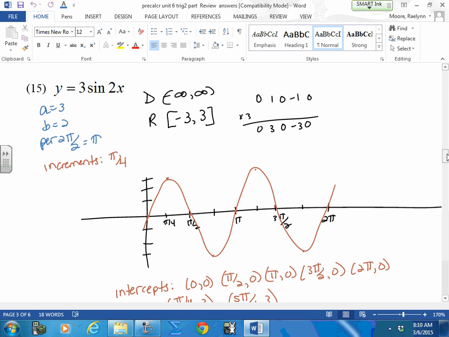Sorry. I had a different answer key that didn't match the sheet, but it has the same problems on it, so I'm trying to mix and match. Thank you.